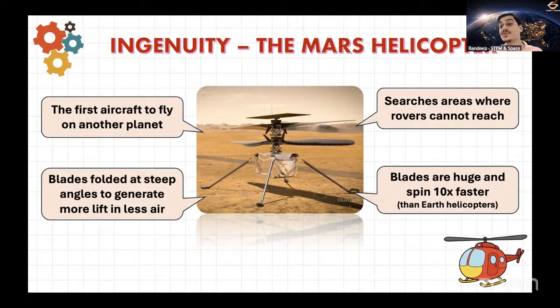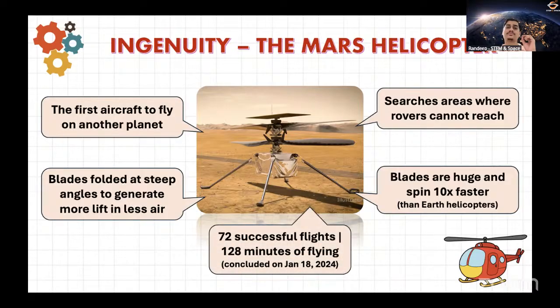Don't compare it to actual helicopters. Compared to the amount of weight that it has to carry, the blades are actually pretty huge, and they spin 10 times faster than Earth helicopters. Just imagine how fast those blades are actually moving. So these are the reasons that have made Ingenuity possible to fly successfully even on Mars.